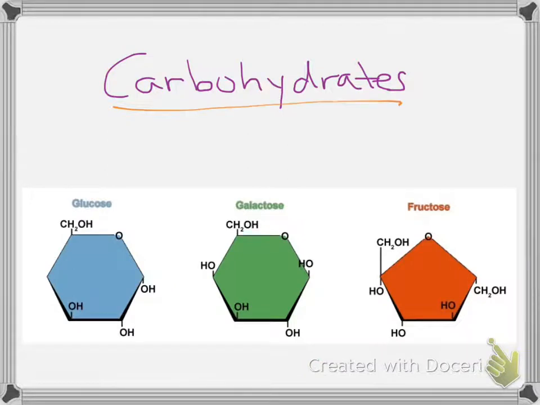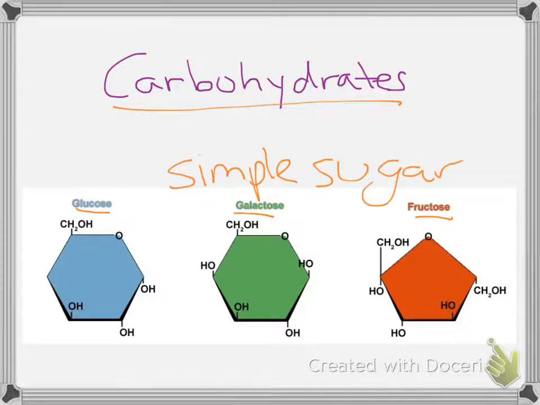Here are some pictures of some carbohydrates. Here's glucose, galactose, and fructose. These are all simple sugars. These are all the building blocks. They are still called carbohydrates, but they're the simplest forms of carbohydrates. Notice their ring structure.